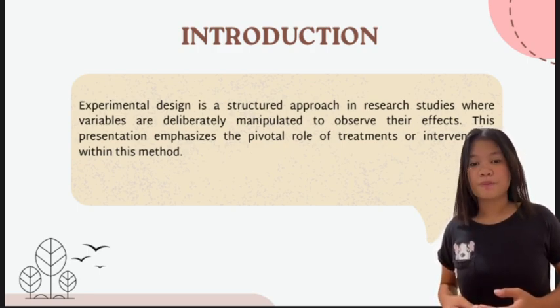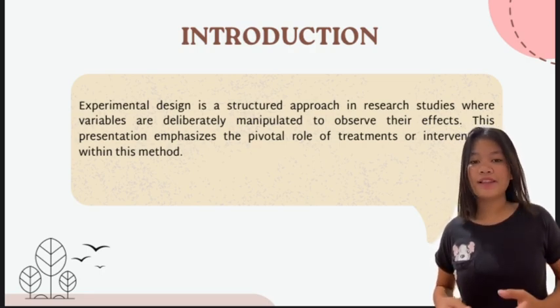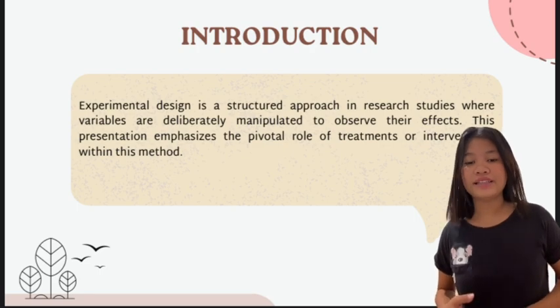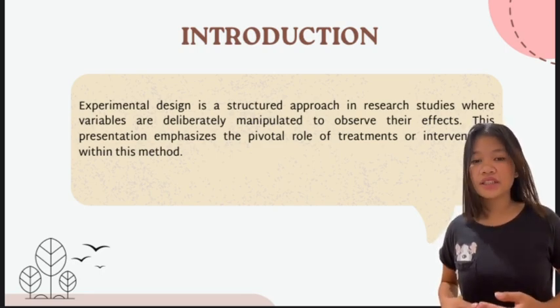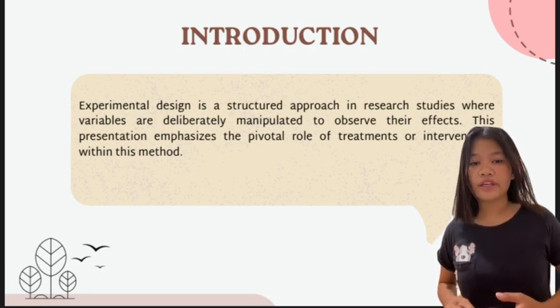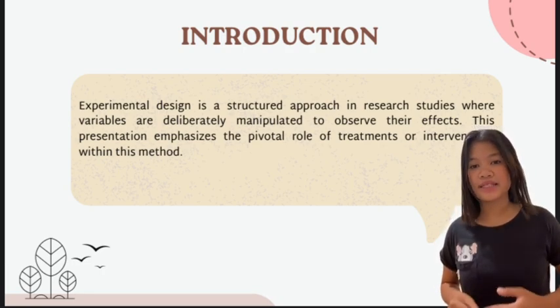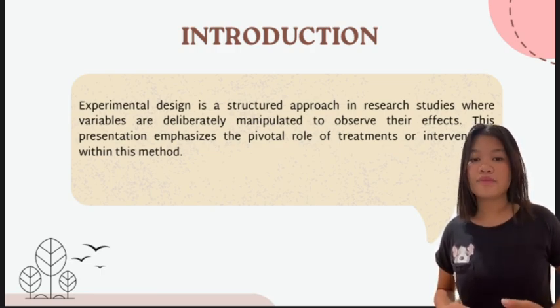Experimental design is foundational in research, systematically manipulating variables to observe their impact. Treatment or intervention play a pivotal role as they are the manipulated factors, and their effects are analyzed rigorously. Control groups, randomization, and careful measurement enhance the internal validity of the study, ensuring observed outcomes are attributed to the intervention. It's crucial to meticulously plan and execute experimental design to draw meaningful conclusions about the causal relationship between intervention and outcomes.